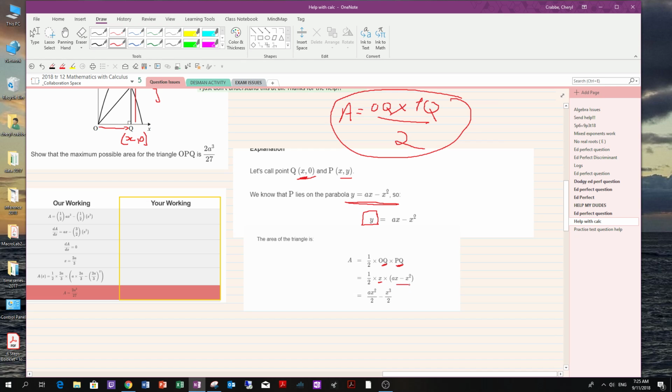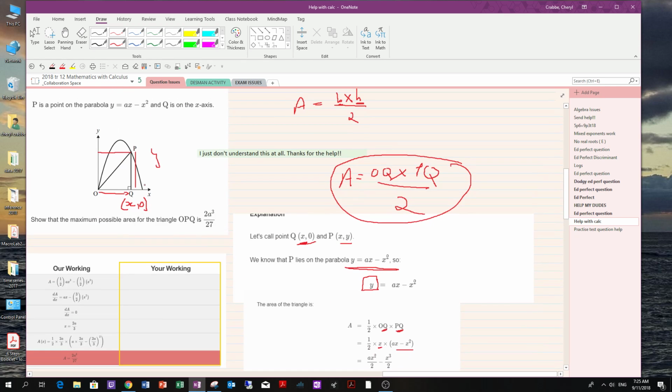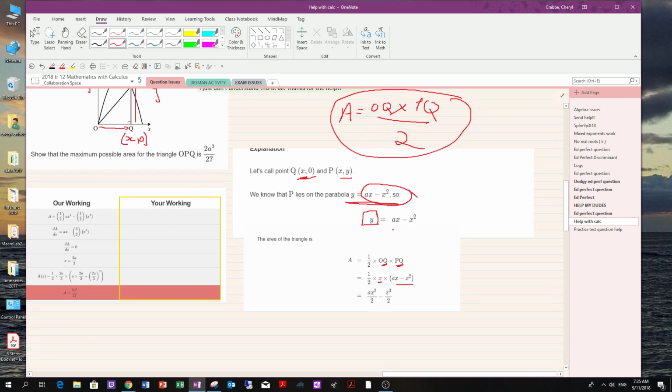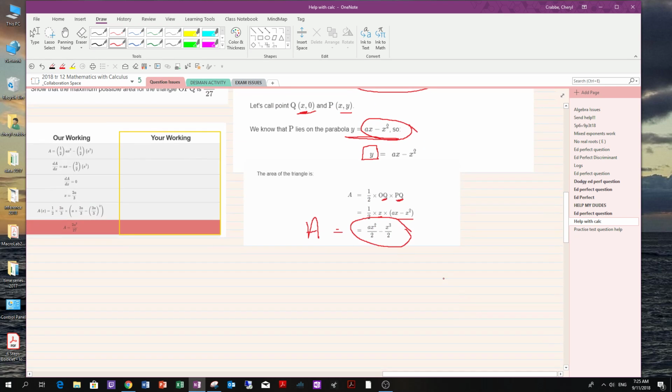Now, how do they get this? Well, remember that that distance up, that height, is Y, right? And what did we say Y was? Well, Y is this. So we stuff in for Y, AX minus X squared. And then we simplify it into this. So there's how they get the area formula, which is, I think, the hardest part of this question.